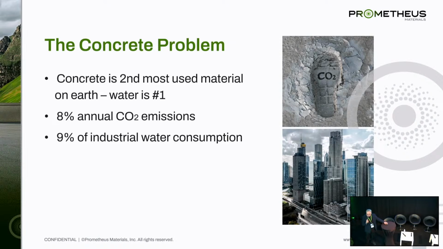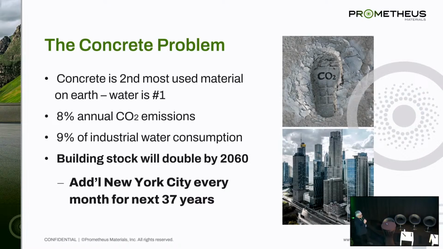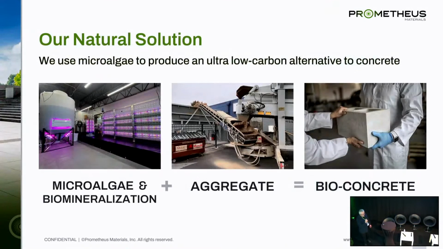But it's actually worse than this, because over the next 37 years, global stock of space is forecasted to double. That's the equivalent of building a new New York City every month for the next 37 years. So think about the amount of concrete associated with this. Enormous problem.